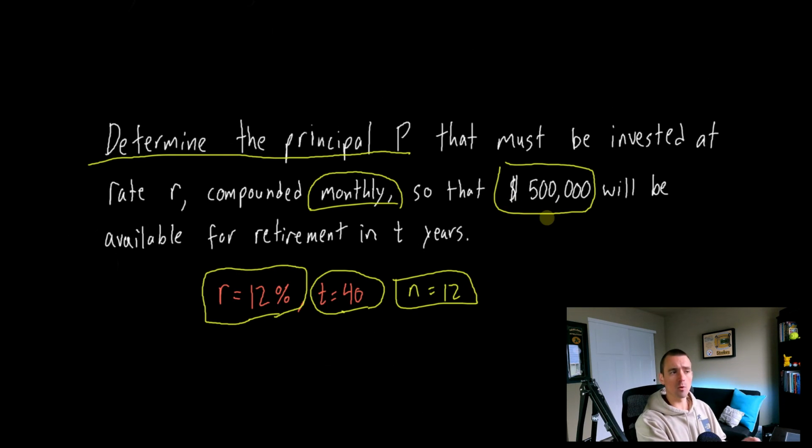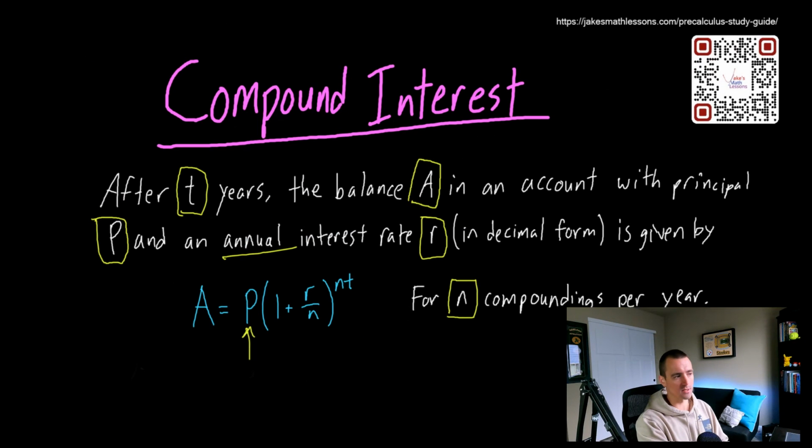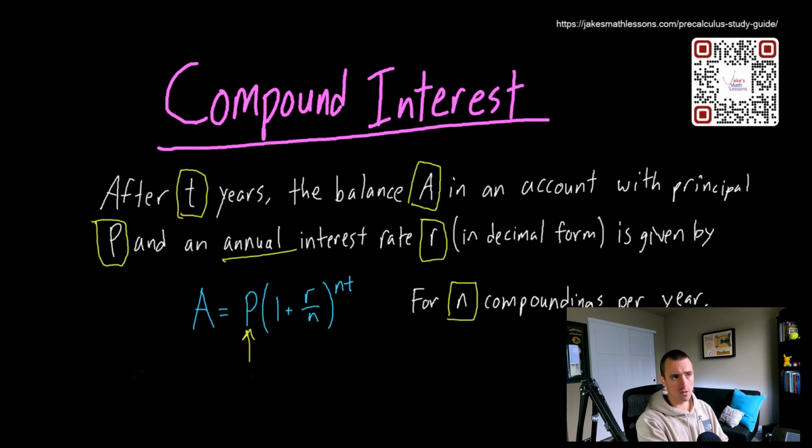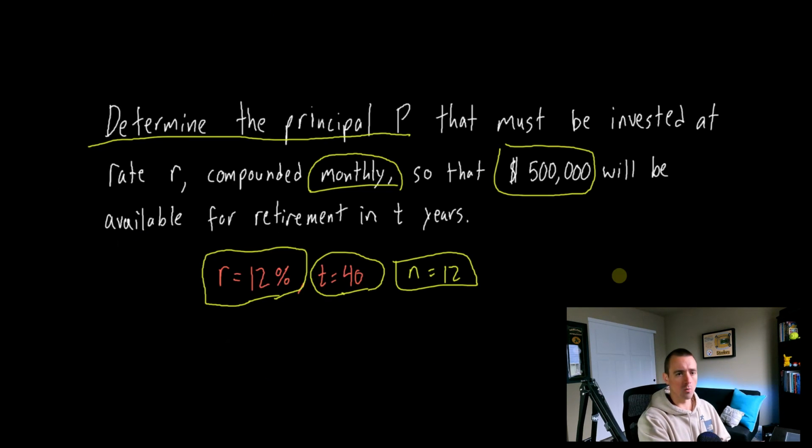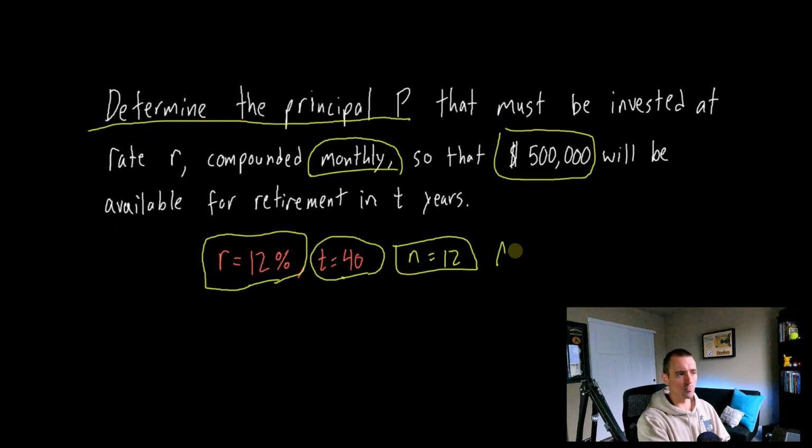And then we want $500,000 available for retirement in T years. So what in this equation tells us the balance of our account in T years? Well, that's what A is. A is the balance in the account based on the principal, the years, the rate, and the compoundings per year. So A is the balance in the account at the end of time T. So we will use A as 500,000.